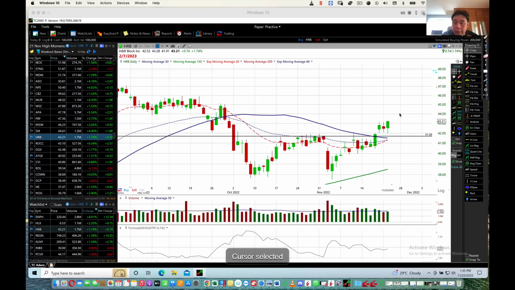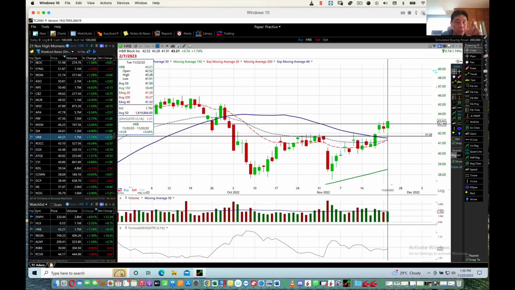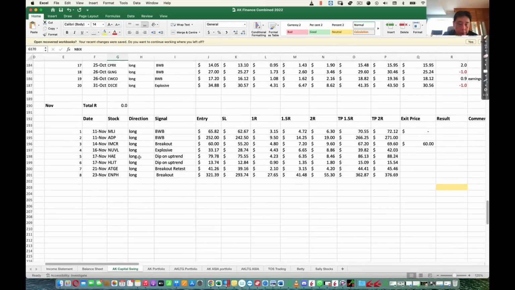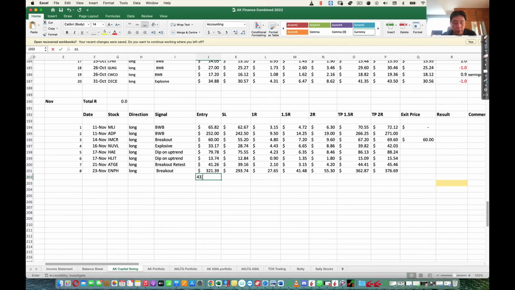So what's the high of this candle? Sometimes if the high is far above the close, I'll put it above the close. So it's flexible. The high of this candle, you can see, is 43.28. That's the high. So I'm going to put it about 3 cents above the high. 43.28 plus 3 cents is 43.31. Okay, so that's my entry price.